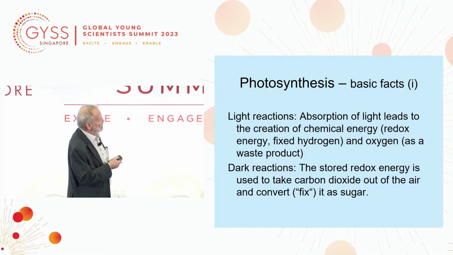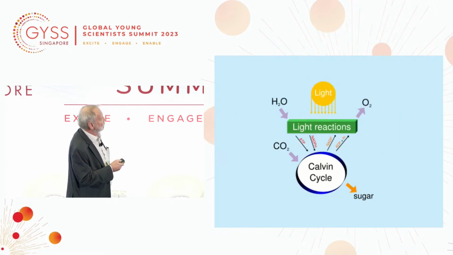Then you have the dark reactions, where we use the stored redox energy and ATP to take carbon dioxide out of the air and convert it to a sugar. So that's a schematic structure. The light reactions produce ATP, and you produce NADPH, which is fixed hydrogen, and then you use these two compounds to take CO2 out of the atmosphere in the Calvin cycle and to produce the sugar.